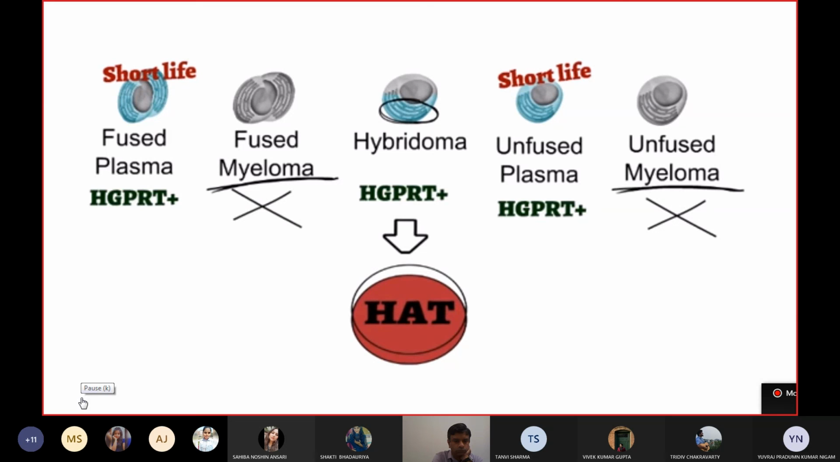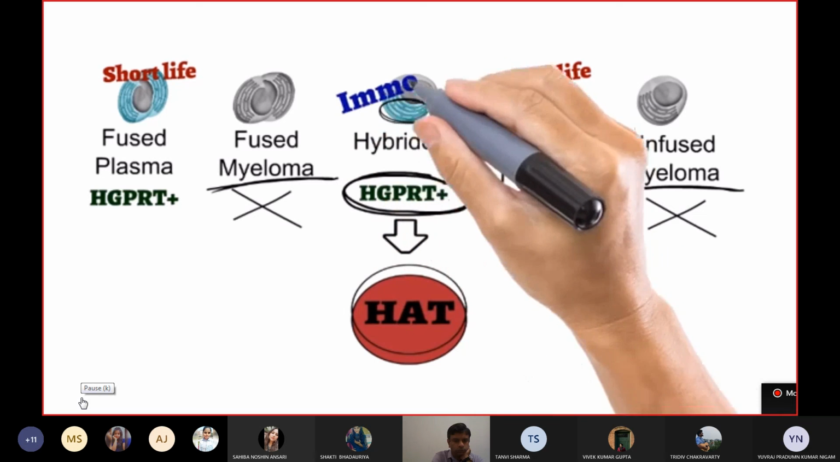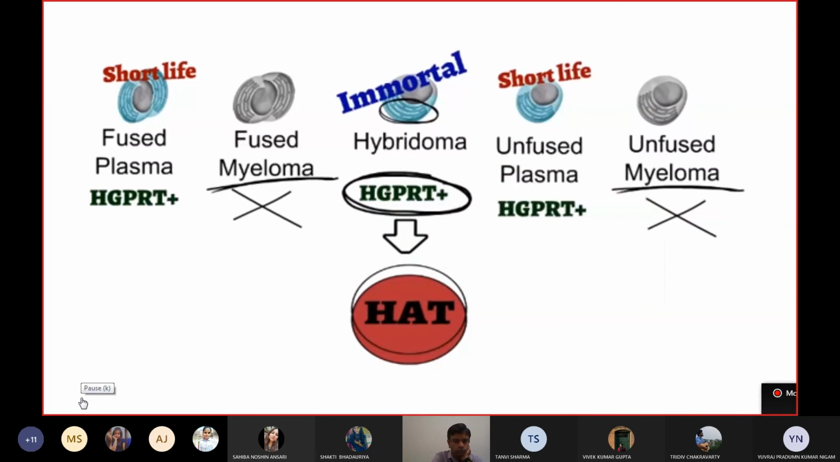What about hybridoma again? It is HGPRT positive and it is immortal in nature. It will keep growing on the HAT media. It has no limit. And therefore at the end hybridoma cells will survive on the HAT media. In this way the hybridoma is selected and used for continuous antibody production.